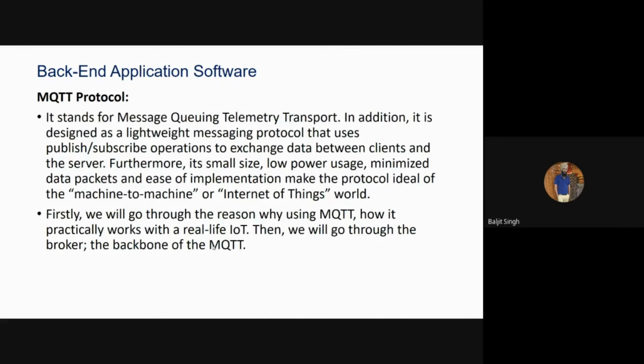In addition, it is designed as a lightweight messaging protocol that uses publish subscribe operations to exchange data between client and the server. Its small size, low power usage, minimized data packet, and ease of implementation make the protocol ideal for machine to machine or Internet of Things world. Firstly, we will go through the reason why using MQTT, how it practically works with the real life IoT. Then we will go through the broker, the backbone of MQTT.